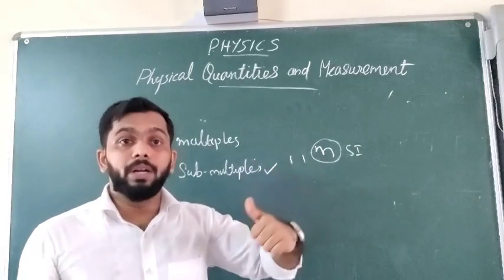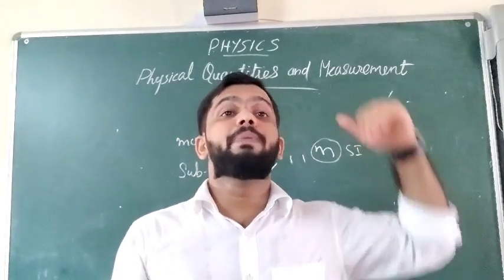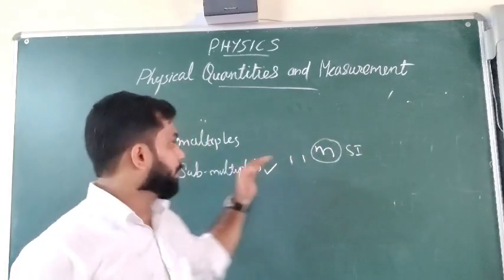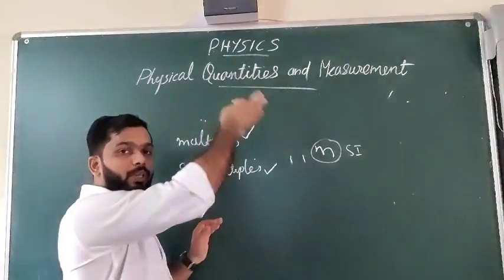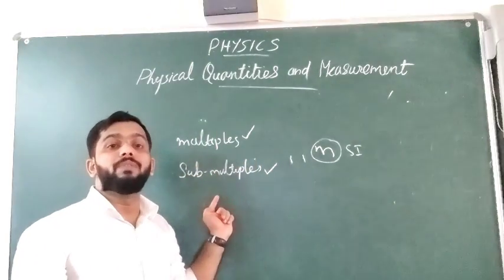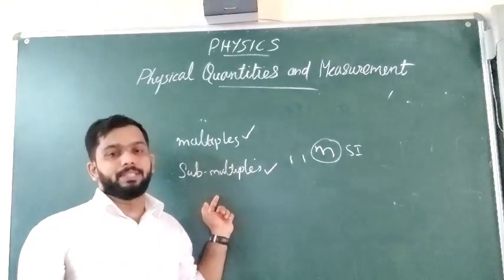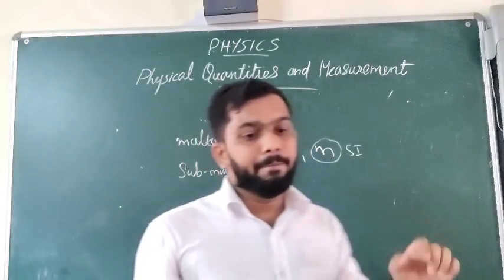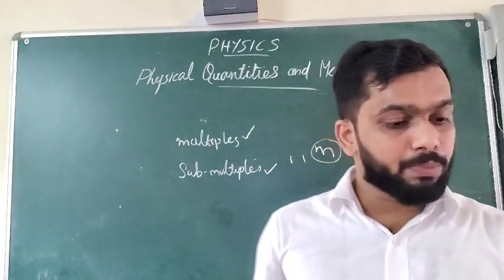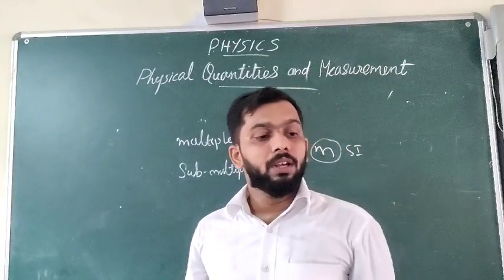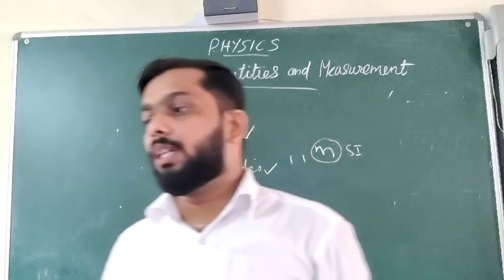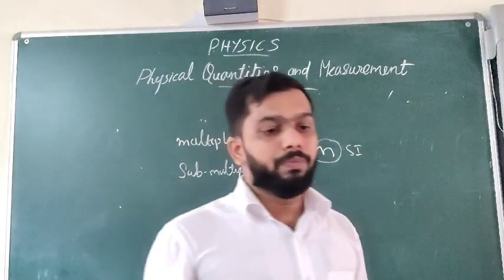So what are multiples? Multiples are the units which are bigger than the SI unit, and submultiples are the units which are lower than the SI unit. Okay, then you can look at your textbook, page number 20, table 3.2.